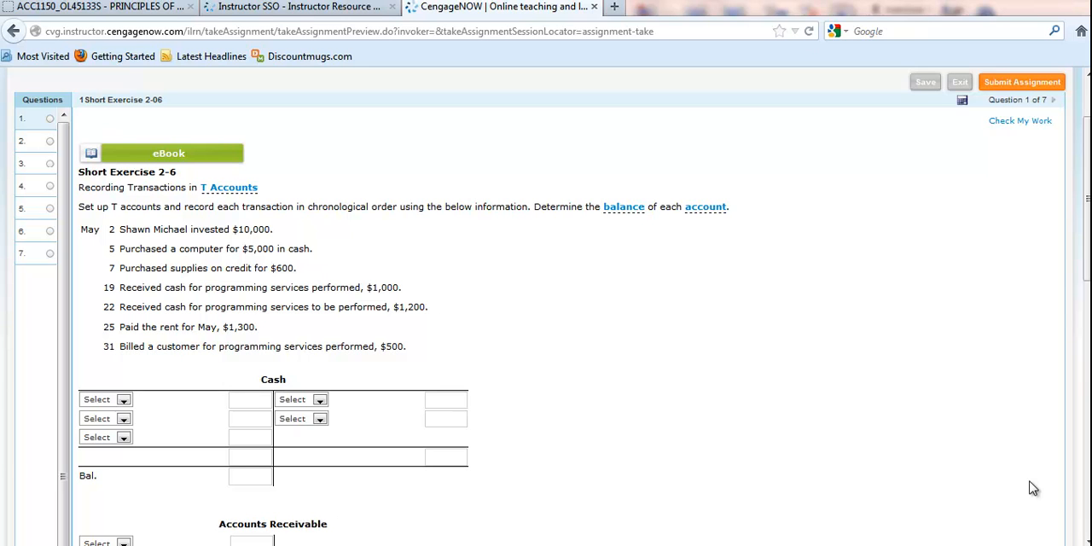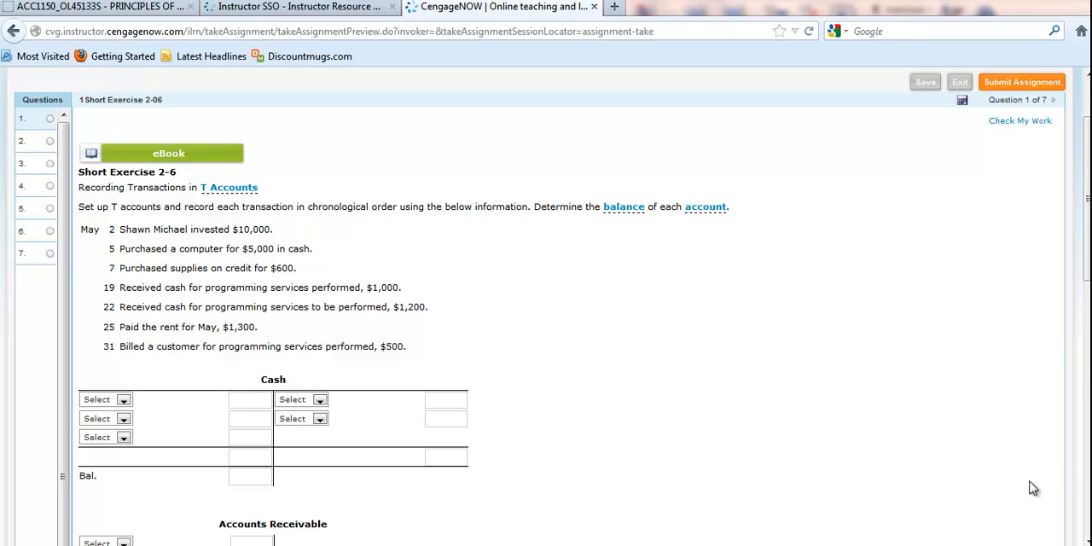Okay, in this example, we're going to look at recording transactions into T accounts. So we're going to analyze the transactions that happened May 2nd through May 31st. We're going to determine which accounts are affected, if they're increasing or decreasing, and we're going to record them into the T accounts. And then after we do that, we're going to determine the balance of each T account.